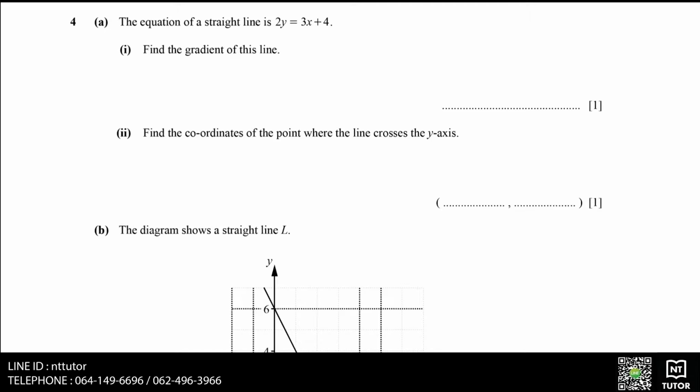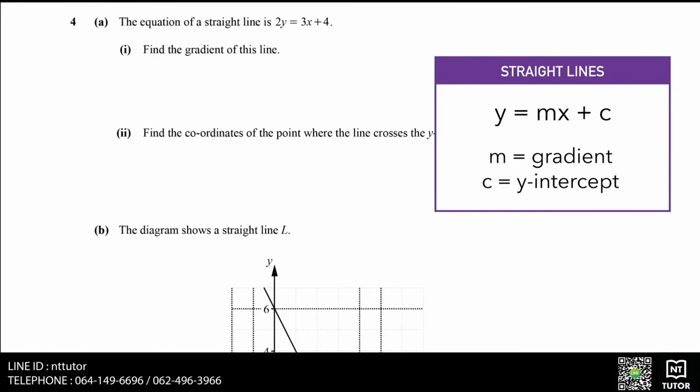A. The equation of a straight line is 2y equals 3x plus 4. Find the gradient of this line. The standard format for a straight line is y equals mx plus c, where m is the gradient of the straight line. So what we have to do is rearrange 2y equals 3x plus 4 into this format, and the number in front of the x will be the value of the gradient.